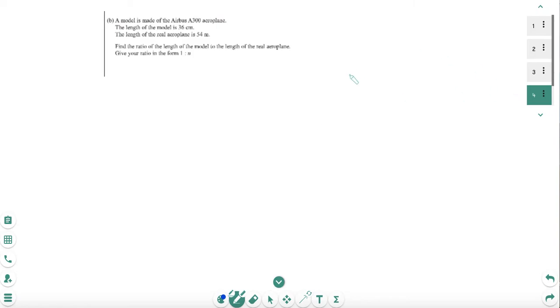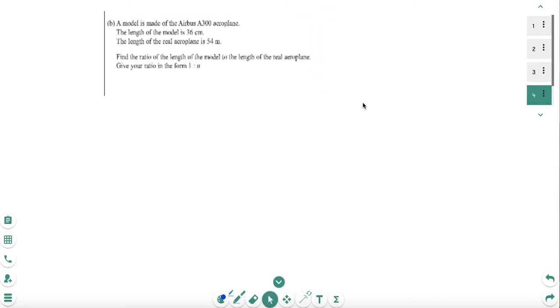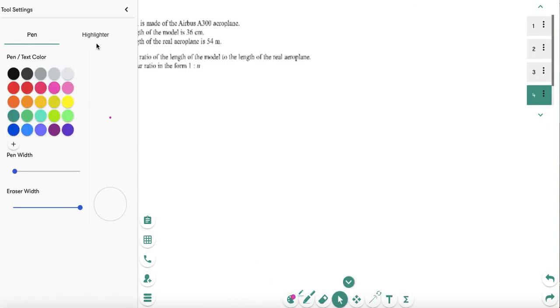So this is just a continuation from the previous question, actually. A model is made of the Airbus A300 airplane. The length of the model is 36 centimeters. The length of the real airplane is 54 meters. Find the ratio of the length of the model to the length of the real airplane. Give your ratio in the form of 1 to n. All right, let's digest this information together.